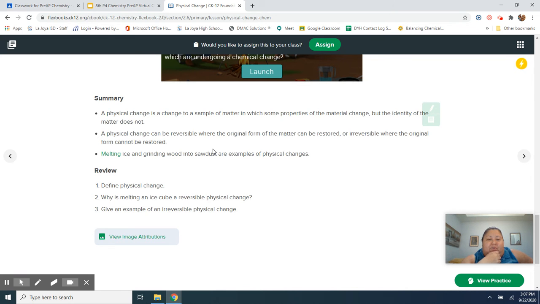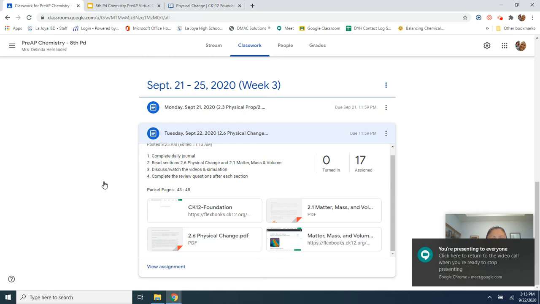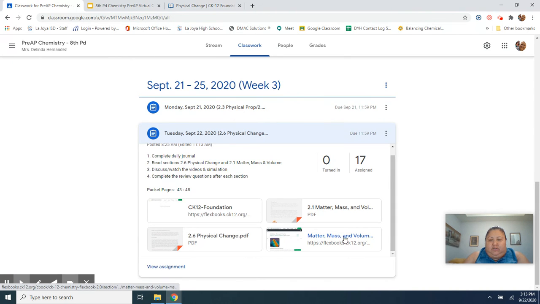So you got 3 review questions to do. Define physical change. Why is melting an ice cube a reversible physical change? And then give an example of an irreversible change. We're going to go ahead and go to our other section.